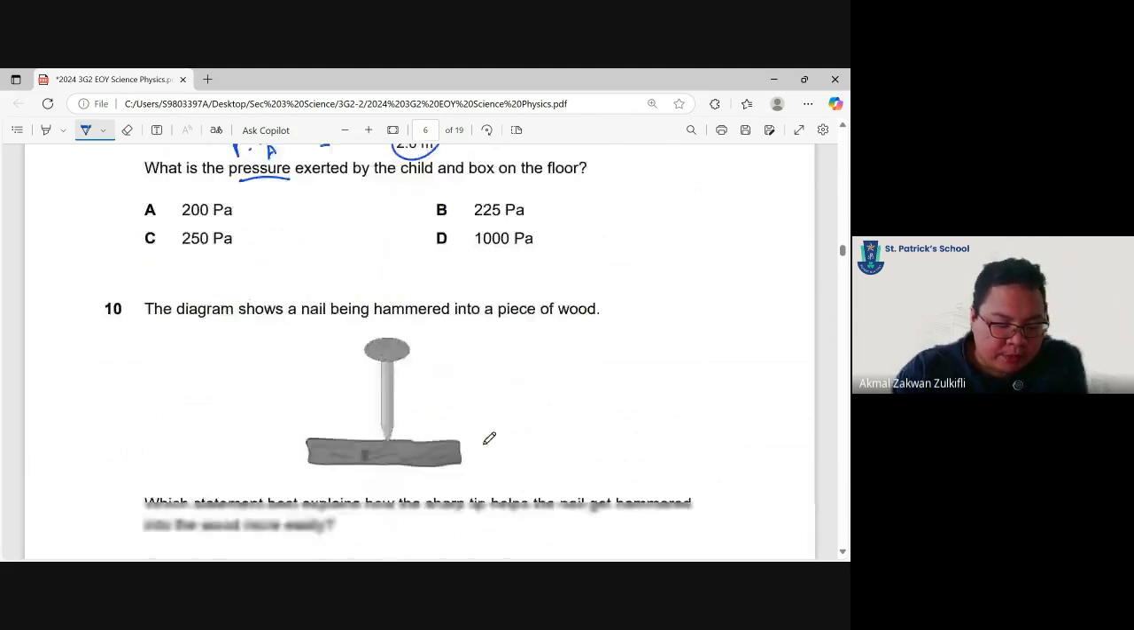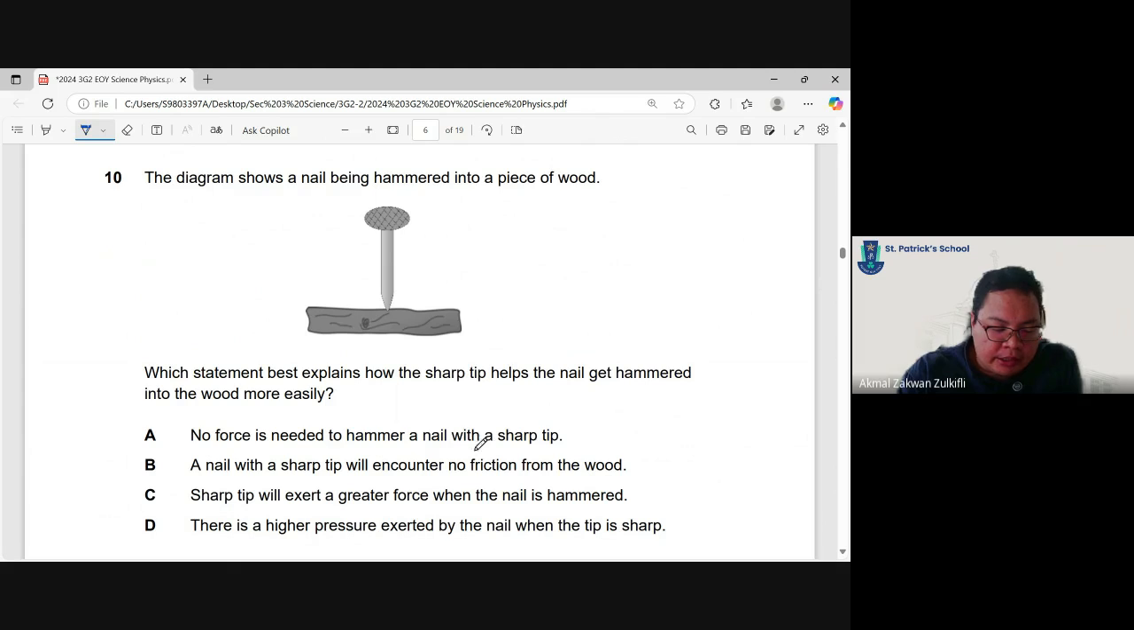Okay, that's question 9. Let's move on to question 10. Right, nail hammered into a piece of wood. Which statement best explains how sharp tip helps the nail get hammered into the wood more easily? So every time you think sharp tip, blunt, they use the word sharp, they use blunt, they are probably going to test me on pressure. It's probably on pressure already.